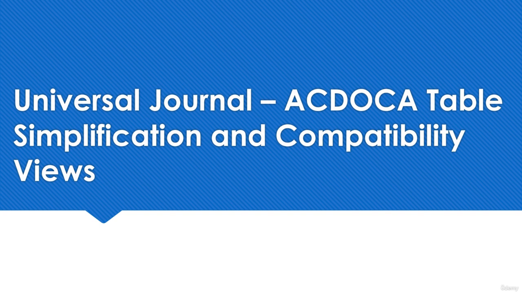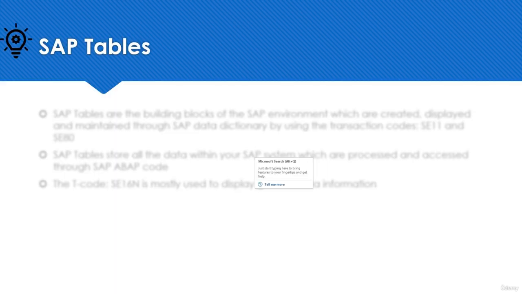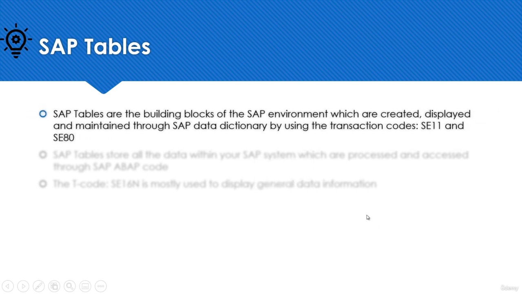Business Suite. Before I explain you what is ACDOCA table, you need to understand about SAP tables. So let me define you about SAP tables first. SAP tables are the building blocks of the SAP environment, which are created, displayed, and maintained through SAP Data Dictionary by using the transaction code SE11 and SE80.